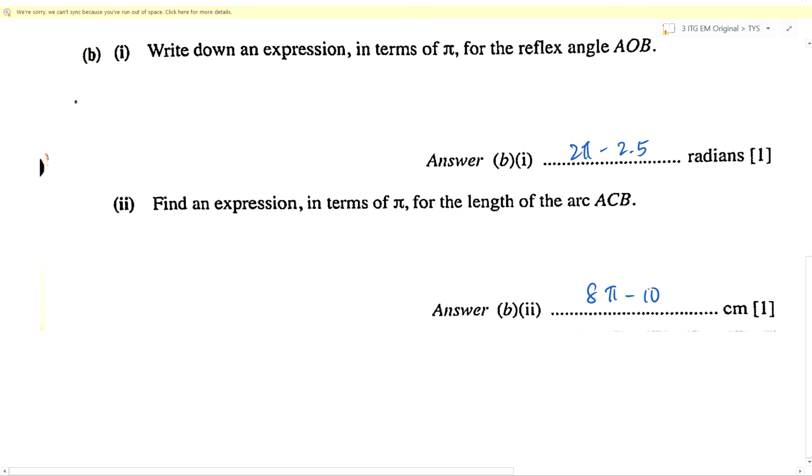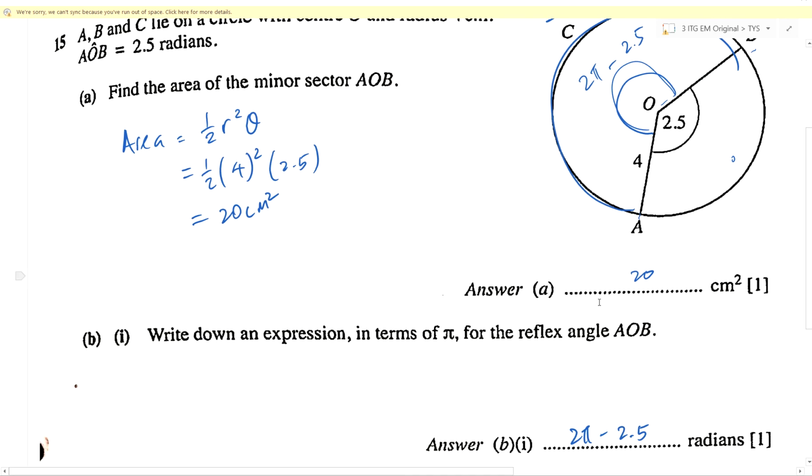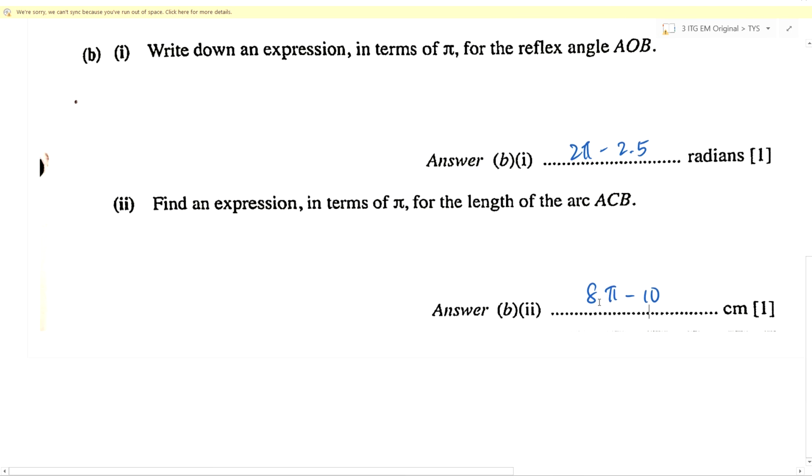Let me just verify. What question is this? 15. Yep. Okay, next.